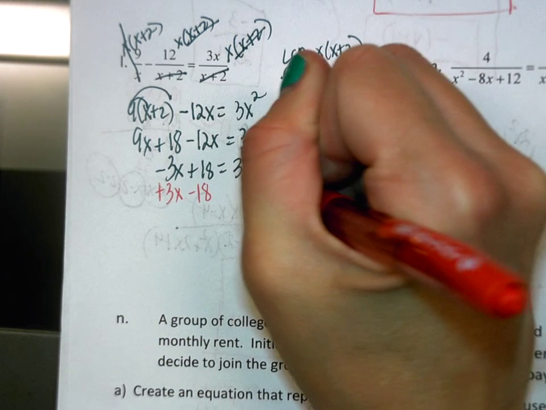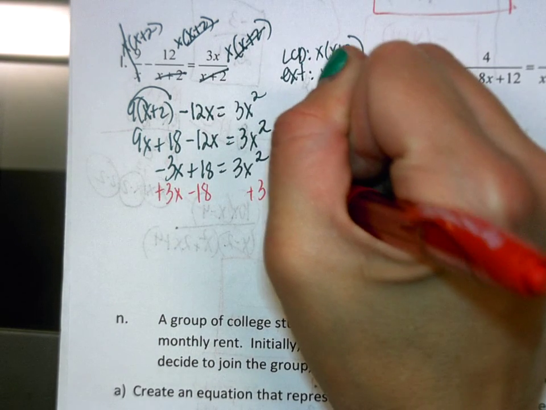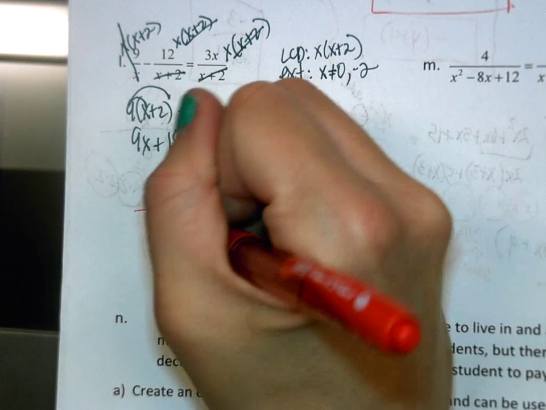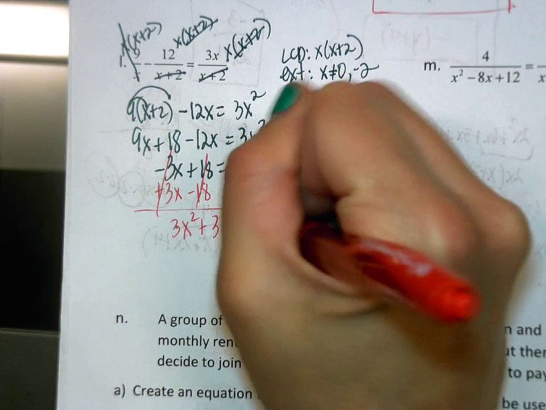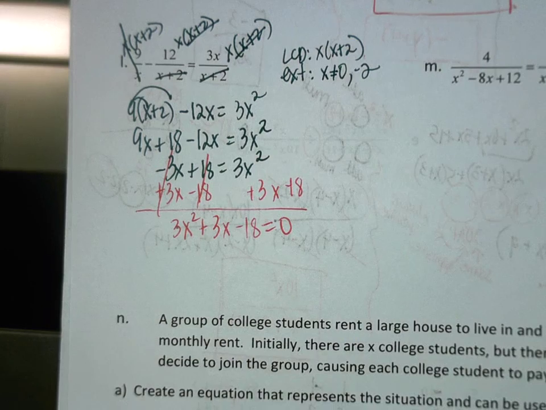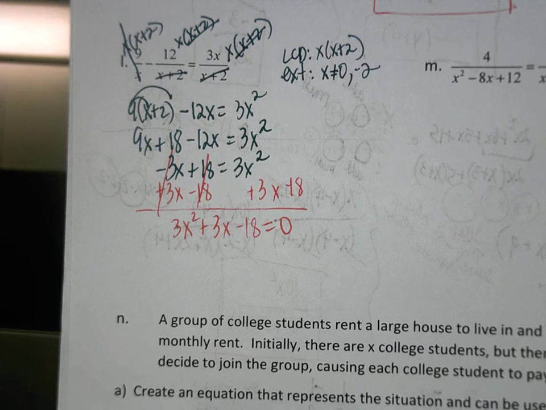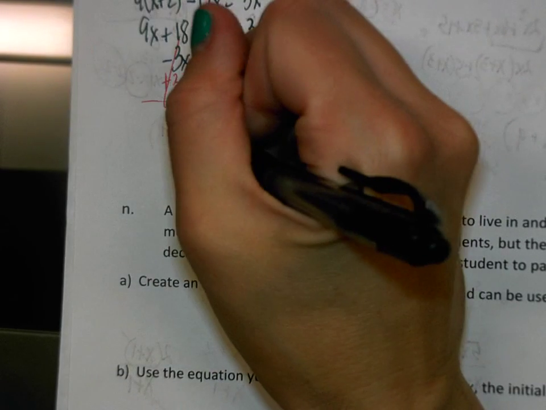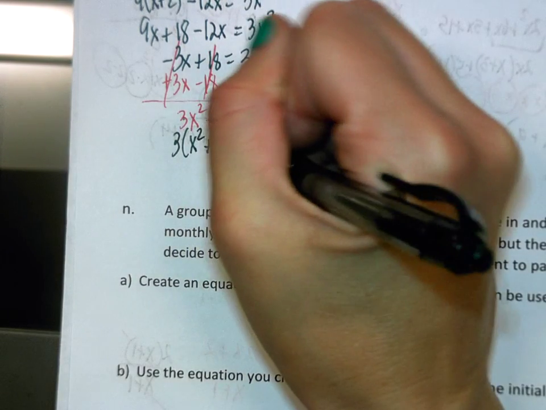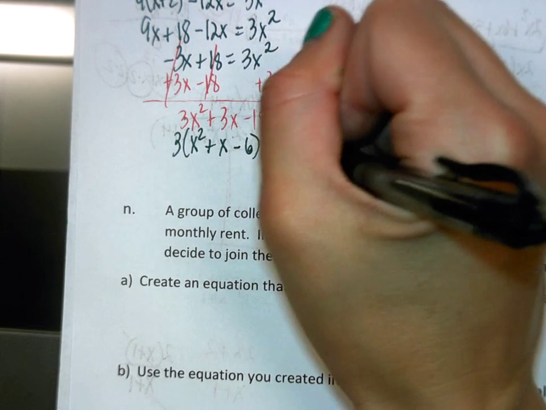So I'm going to move these to the right. And so we have 3x squared plus 3x minus 18 equals 0. Anytime you have a coefficient in front, you want to check to see if that number is first a GCF before you multiply over and do the diamond. So is each term divisible by 3? Yes. So we're going to go ahead and take a 3 out, and we're left with x squared plus x minus 6 equals 0.